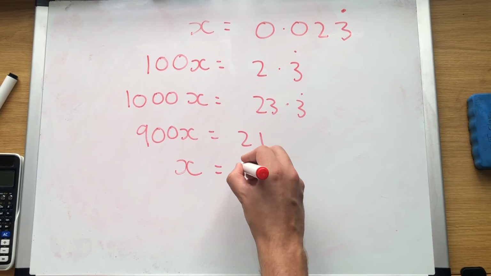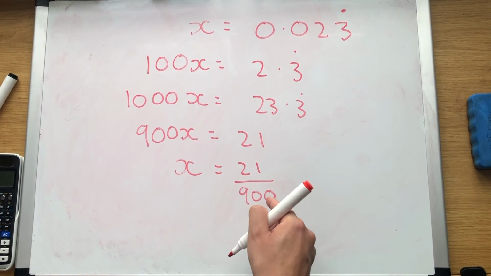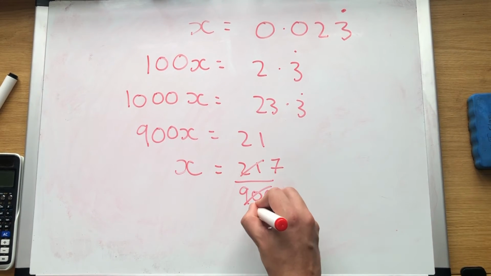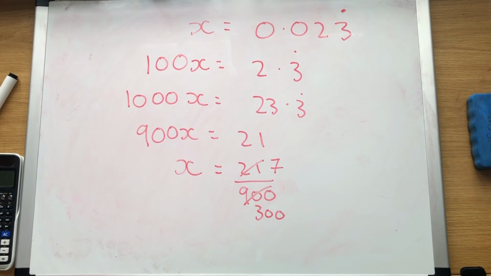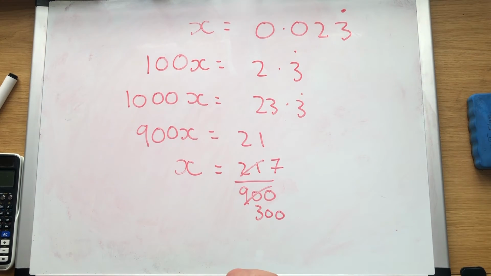Divide both sides by 900. 21 over 900. Let's simplify it by dividing top and bottom by 3. 7 over 300, and there we have it. Nice and easy. We've turned x equals 0.023 recurring into 7 over 300. One final example now.